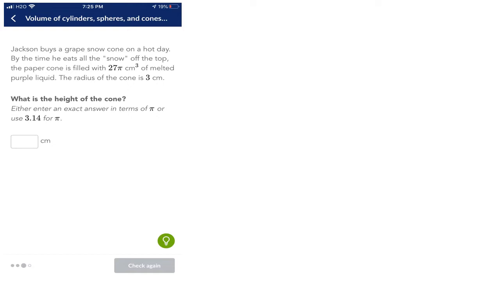So let's kind of model that with a picture. So here's my cone. It looks like it's upside down because remember the top is filled with ice. By the time he eats all the snow off the top, so he's going to eat all of the snow over here. Inside of the cone, the paper cone, is filled with 27 pi cubic centimeters of melted purple liquid. Okay, the radius of the cone is 3 centimeters.